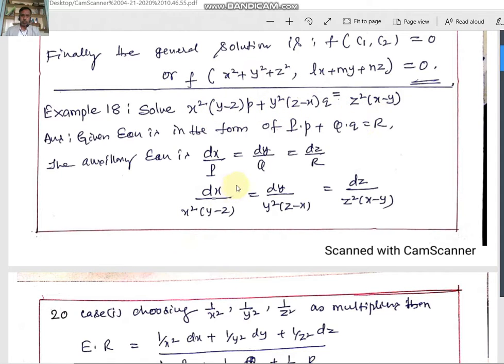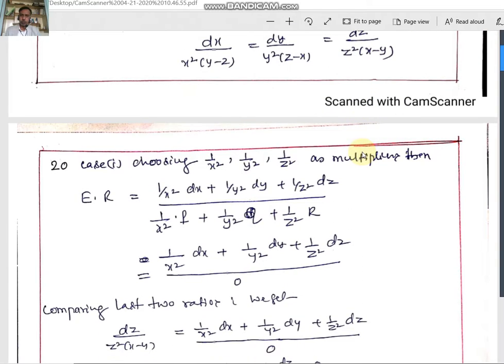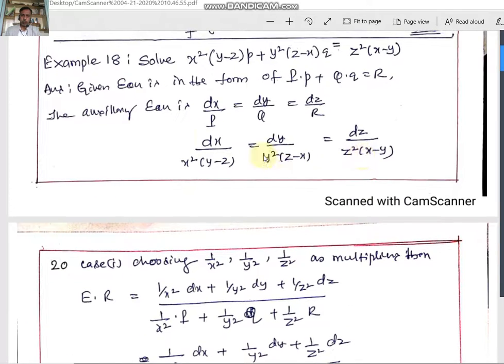Then the auxiliary equation will be dx by x square (y minus z) is equal to dy by y square (z minus x) is equal to dz by z square (x minus y). So this is commonly written for all Lagrange's linear equations. So this is the method of solving Lagrange's linear equation. Now choosing multipliers. Once again here grouping is not possible because the denominator contains all the variables. When you consider dx and dy terms, it should involve only x and y. Here also x and y, but z is present. Therefore, we cannot select grouping method.